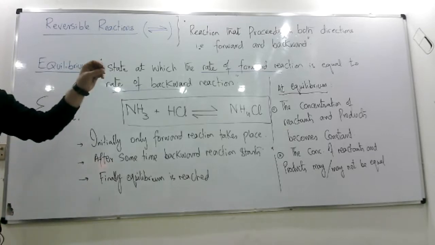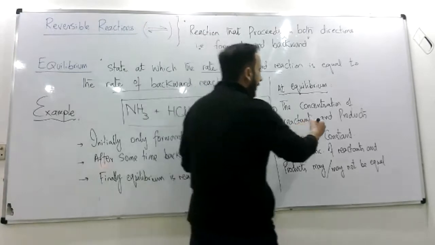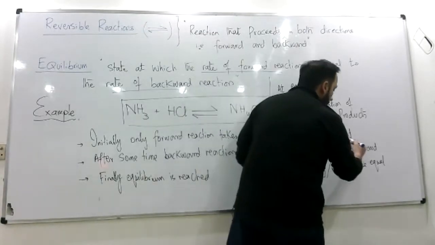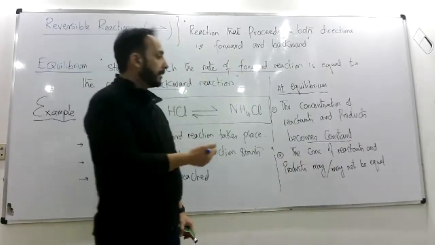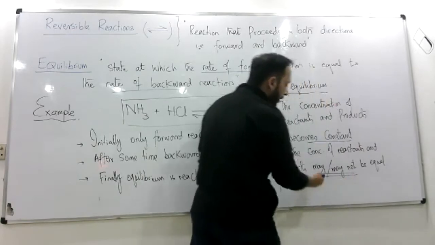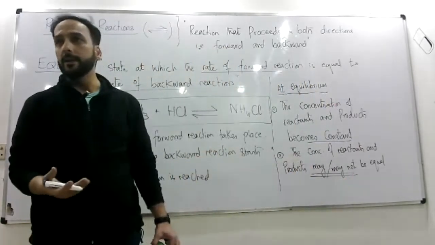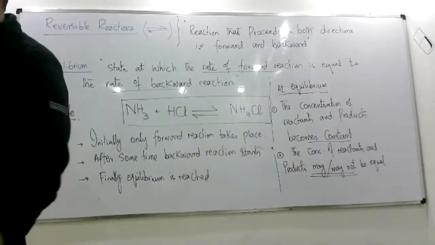So equilibrium means these two things. One, that the concentrations of the reactants and product become constant. It doesn't mean they become equal. That's why I've written that point later, that the concentration of reactants and products may or may not be equal. In fact, the equal case is very rare. Most of the time they're different.